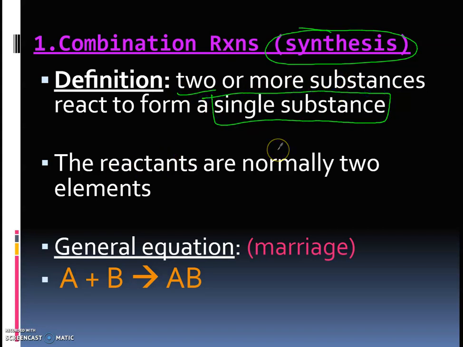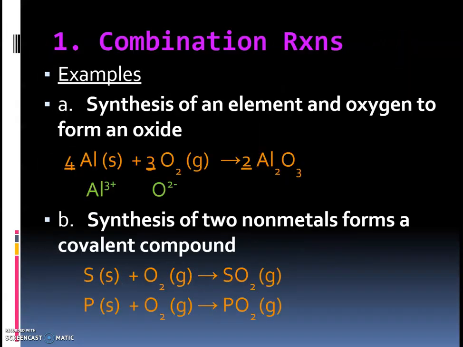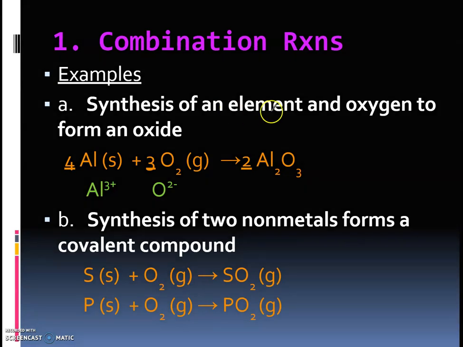The reactants are normally going to be two single elements that we marry together. A plus B, like two general elements, make AB. That's exactly what we do. So here are some examples. If you take an element and oxygen, it's going to form an oxide like we saw with ionic bonding. So aluminum and oxygen, don't let the diatomic oxygen throw you off, is Al3+ and O2-. We crisscross and we get Al2O3.